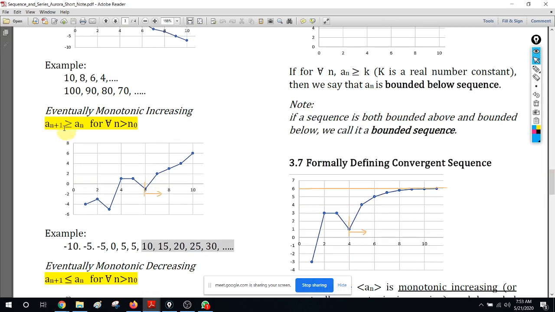a_{n+1} is greater than or equal to a_n, not for all n, but for n greater than n naught. So for a particular n naught value, only afterwards is it going to behave like this, but before that it might go up and down.